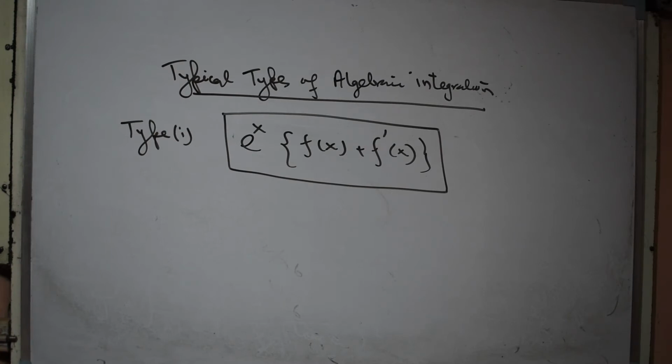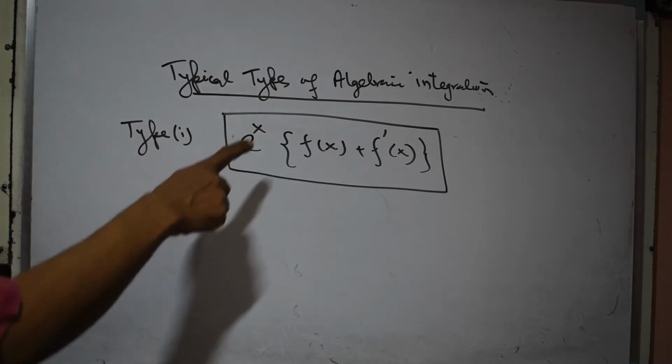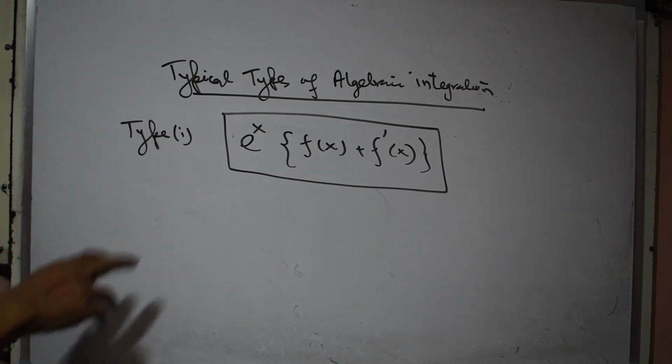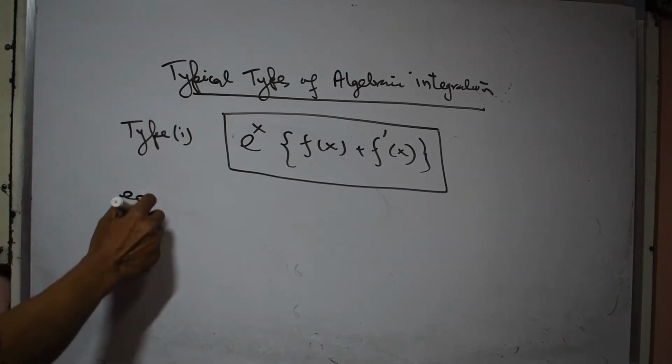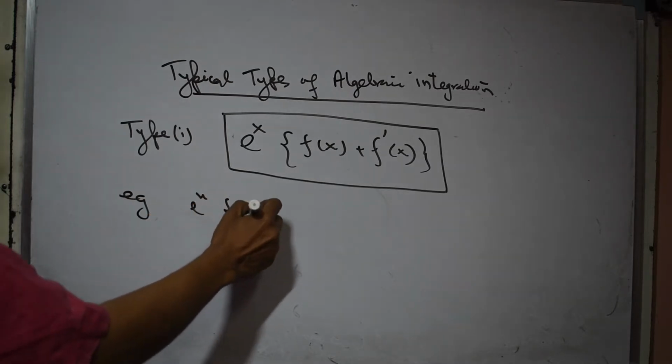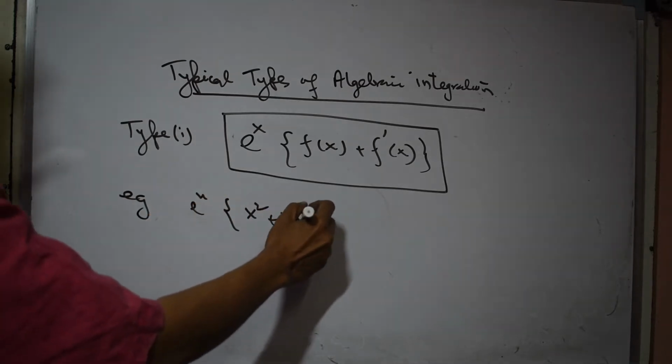Today we will discuss some typical types of algebraic integration. The first type we'll discuss is when e to the power x is multiplied with the addition of two functions, where one function is the derivative of the other. That means e to the power x multiplied with the function f(x) and its derivative. For example, e to the power x multiplied with x square plus 2x.